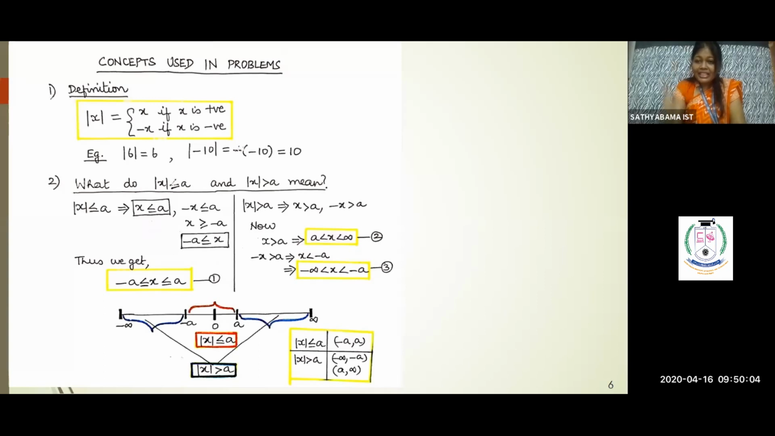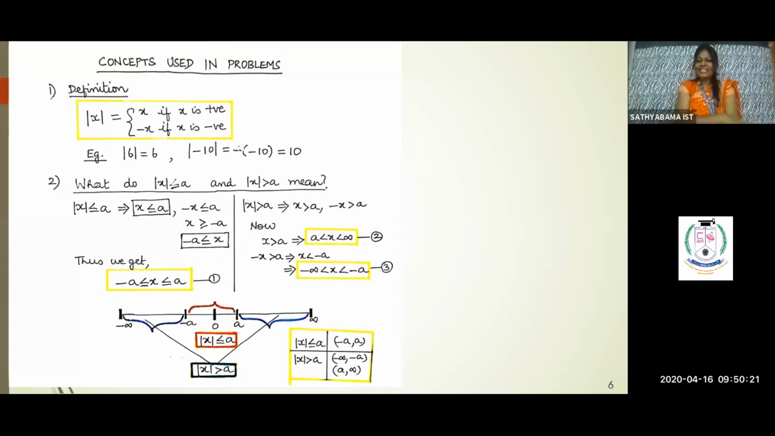Okay? So I've clearly again explained it with a tabular column in the yellow highlighted one. I hope this is very clear. Students, this is really important. I want you to understand this concept very well. Only then you can do any problem here. All right? So I hope this is clear.